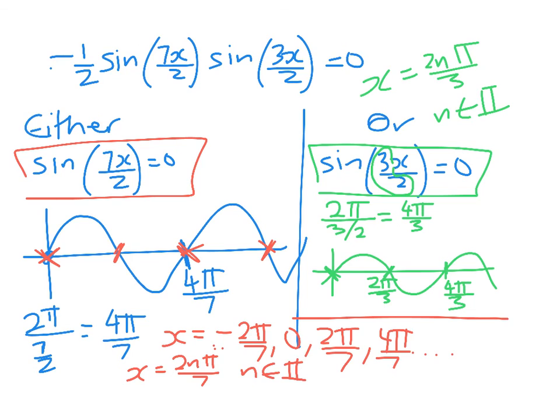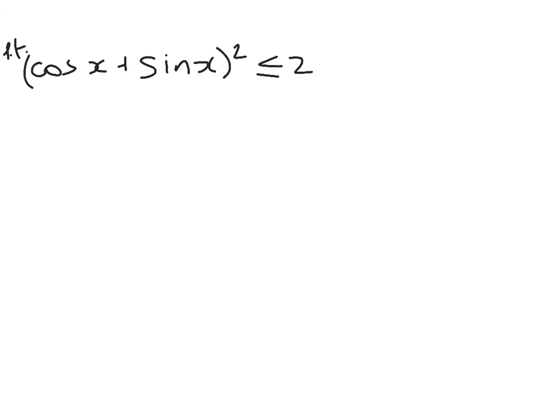Right, one last question, and then that's it for today. Okay, so this is the easiest of the three, and it's going to lead into a harder question tomorrow or the next day. So we're going to prove that cos x plus sine x, all squared, is less than or equal to 2. So prove that.